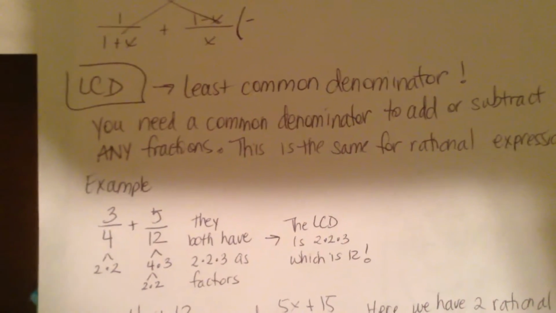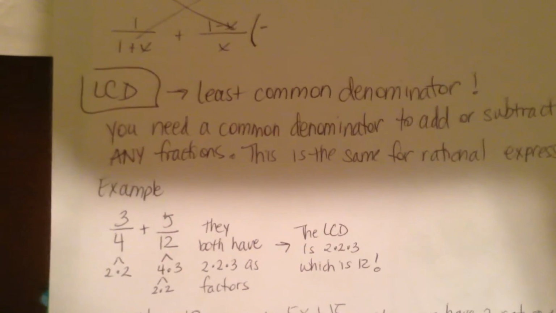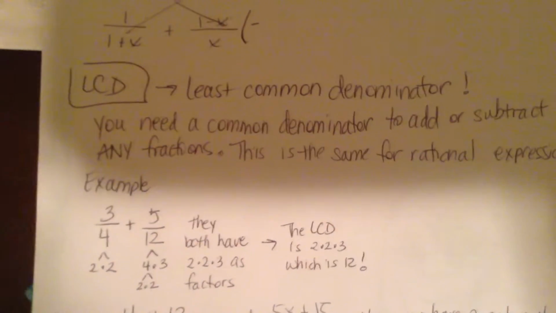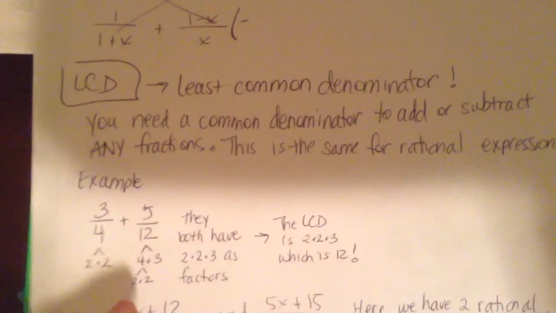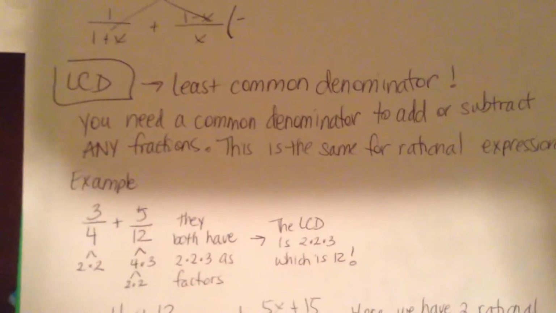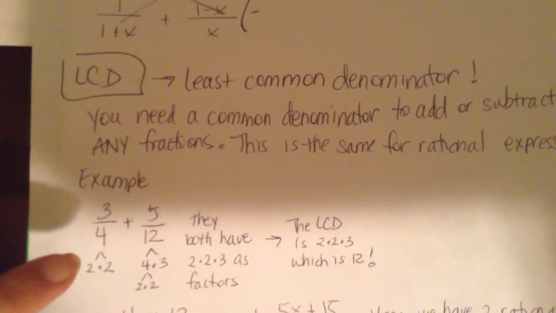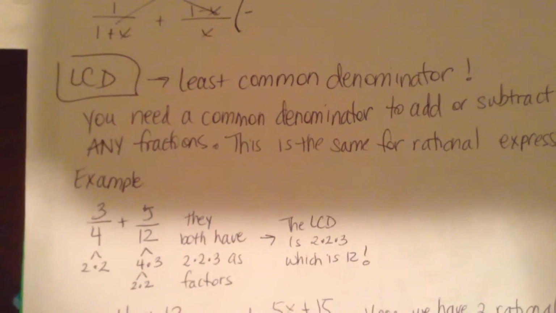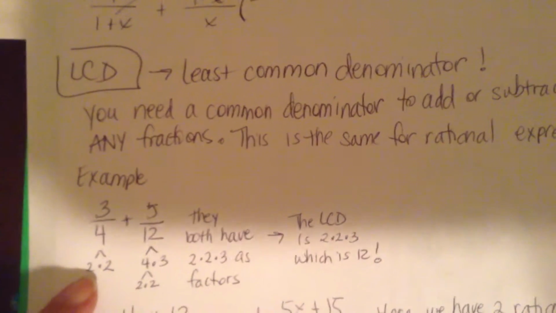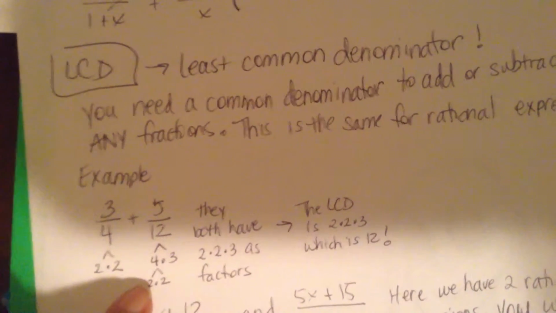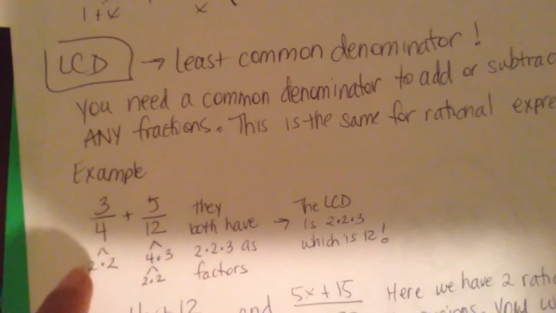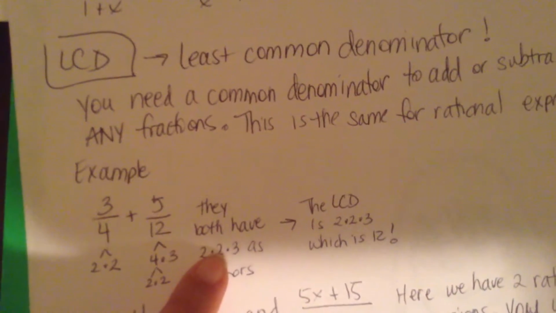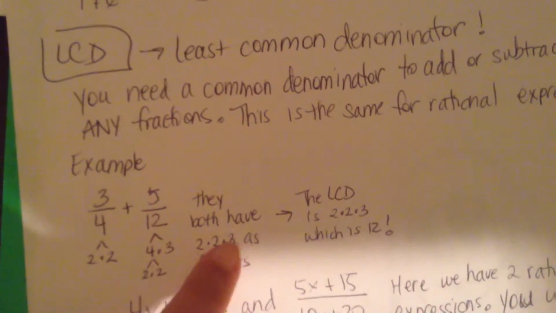If you break down the number 4 into factors, it would be 2 times 2. If you break down the number 12 into factors, it's 4 times 3, and then 4 breaks down into 2 times 2. I don't know if you remember the trees that we used to make. So what you want to do is look at all the factors in both denominators. I have a 2 here, and I also have a 2 over here, so I can put that as one of my factors. I have a 2 here, and I have a 2 here, so I can use that as another, and I also have a 3, so I'm using that.